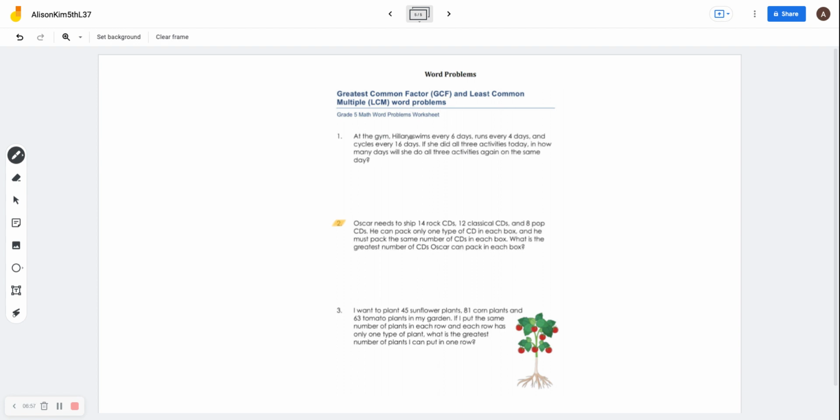Lesson number 2. Oscar needs to ship 14 rock CDs, 12 classical CDs, and 8 pop CDs. He can pack only one type of CD in each box, and he must pack the same number of CDs in each box. What is the greatest number of CDs Oscar can pack into each box? Wow, that was a tongue twister. So it says 14 rock CDs, 12 classical CDs, and 8 pop CDs, but he can only pack one type in each box. So that means he can only pack one type into every box, and he must pack the same number of CDs in each box.